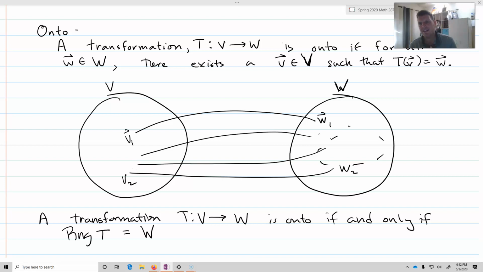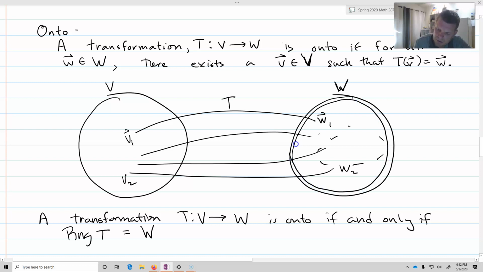And what that's equivalent to saying is that under my transformation T, the range of T is all of W, okay? The range of T is all of W. Basically, here's the idea: I take anything inside of my codomain, and I can get there using T.